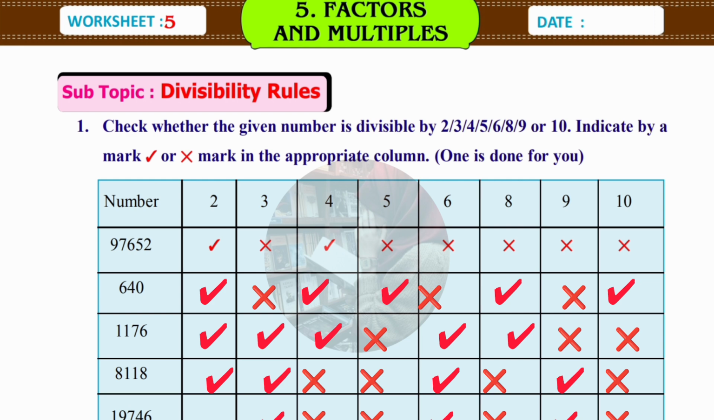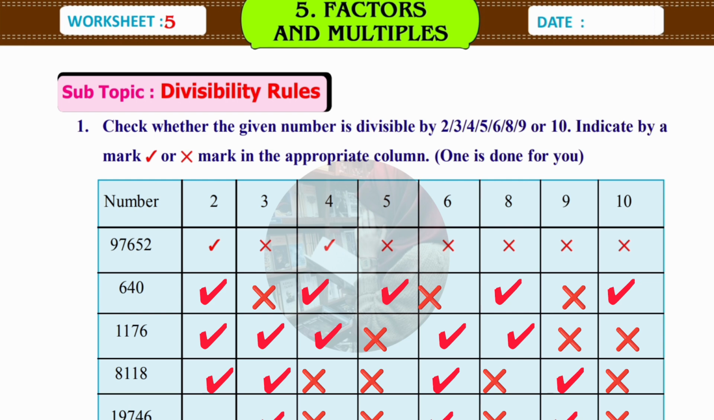Okay, let's see the next number, which is 640. Here we have 0 in the last digit, which is the ones place. That's why first we'll put a tick mark for 5 and 10, because it is definitely divisible by 5 and 10. Okay, so 0 is an even multiple, that's why put a tick mark for 2 and 4 also. Next, it is not divisible by 3, then 6 and then 9. Put cross marks.